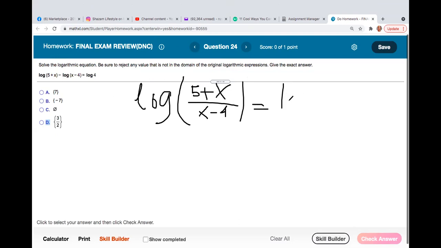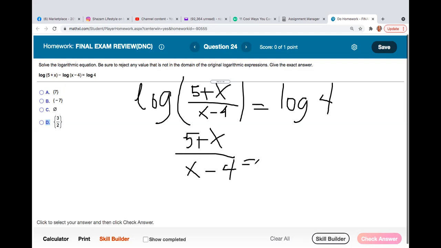Now, because you have the same log base on both sides, they're equivalent to each other. That makes the arguments equivalent to each other. So you end up with the equation 5 plus x over x minus 4 equals 4. And then you solve it. Now, this is a nice little proportion. Just cross multiply and solve it.